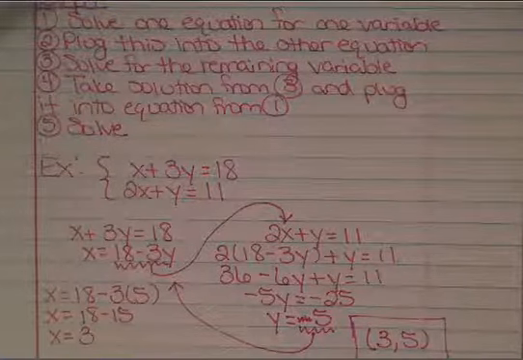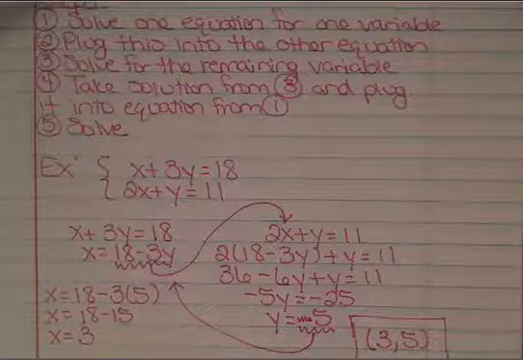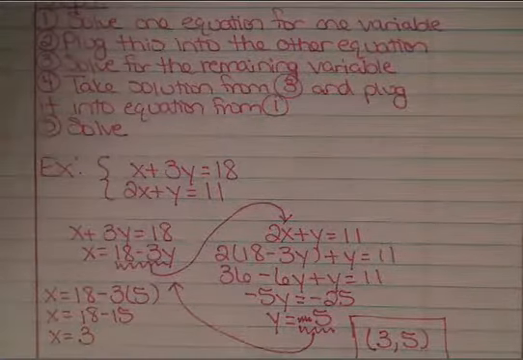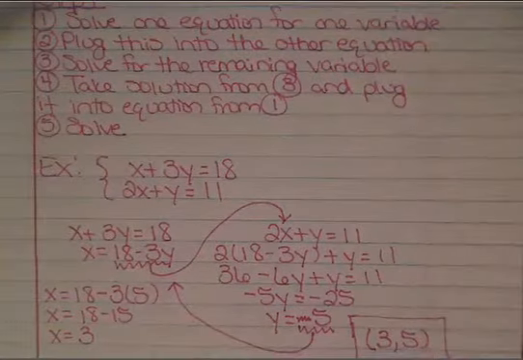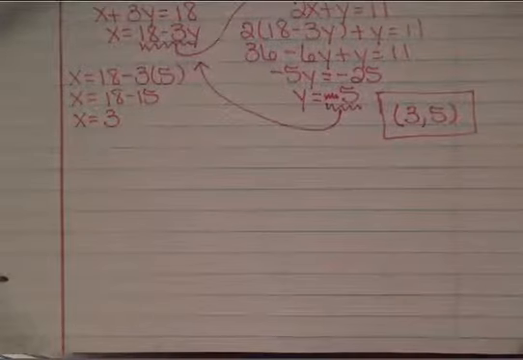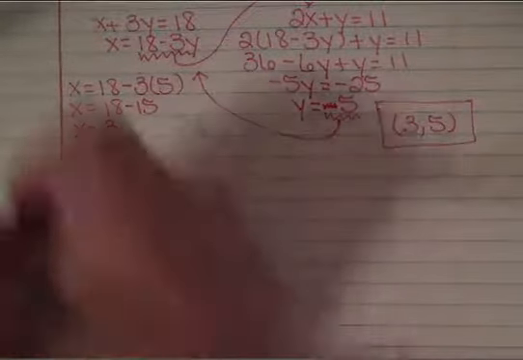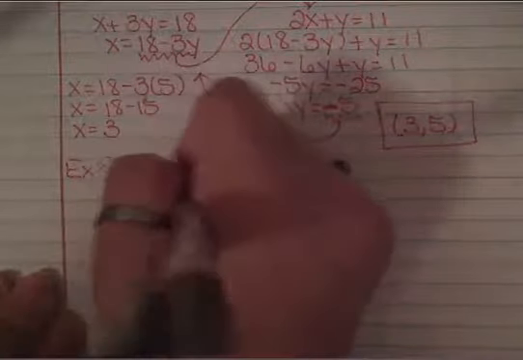Okay, let's do another one. Like I said, we're just going to be working through a whole bunch of problems. So let's do another example. Here's our system. We have 2x plus y equals 3, and we have 4x plus 2y equals 12.